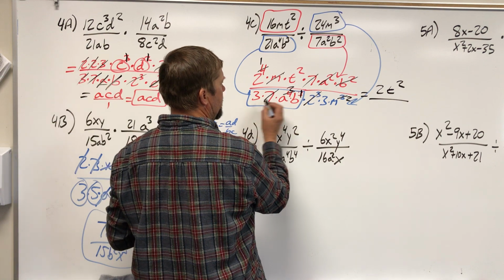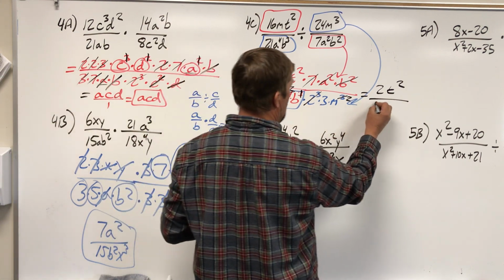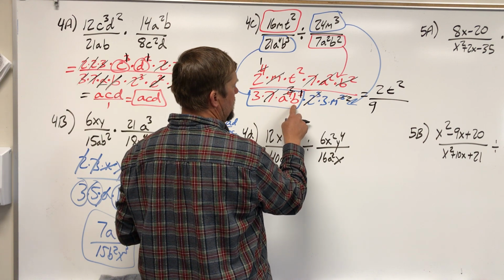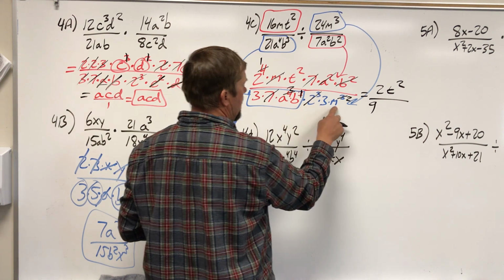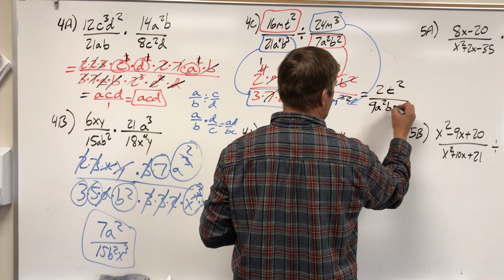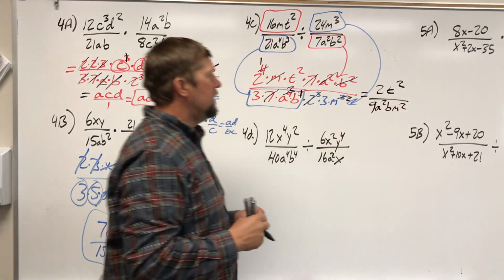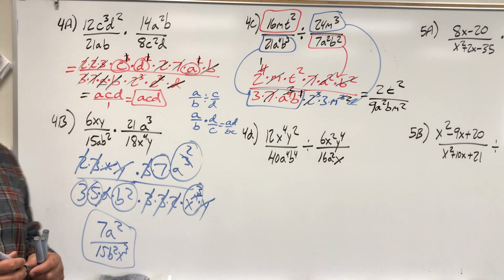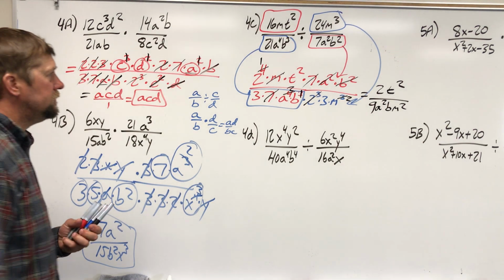The bottom, I have a 3 and another 3, so that would be 9. A to the second, b to the first, m to the second. Always double check everything. It's easy to lose factors when you're crossing things off.